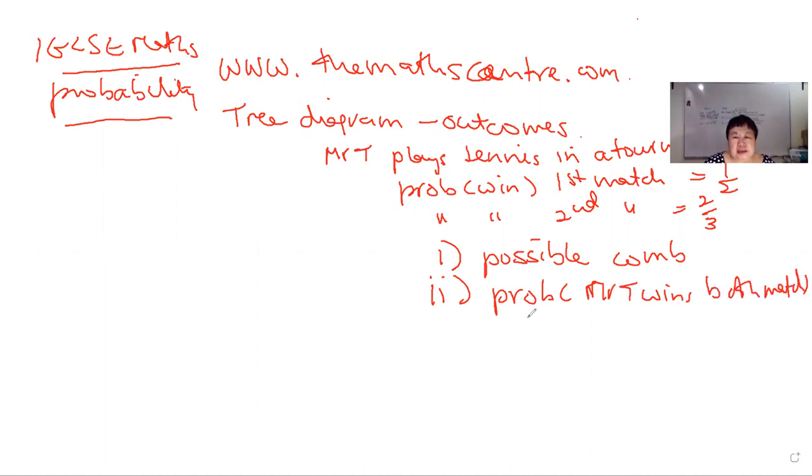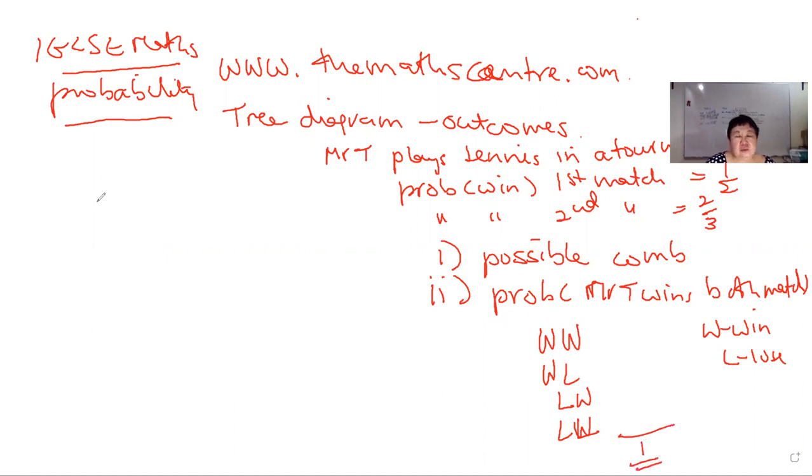Now, very quickly, when you play a tennis game and there are two matches, there are only 4 possible combinations. You either win the first match, win the second match; you win the first match, lose the second match. Let's assume W is win, and L is lose. Or you could lose the first match, win the second, or you could lose both. So all these probabilities will add up to 1.